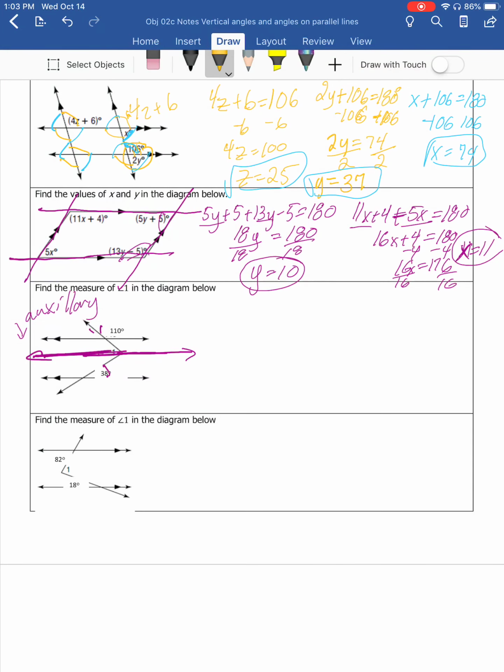So when I draw my auxiliary line, it's parallel to my other two lines. So if it's parallel, then I know if this angle is 110, then this angle right here also has to be 110, which means that the angle next to it has to be 70 because they add to 180. Okay, so remember that you're trying to find this inside angle in between the lines here. And so I know part of it is 70.